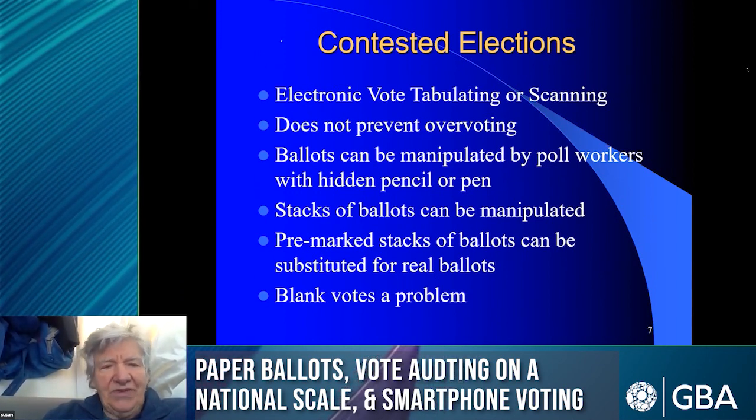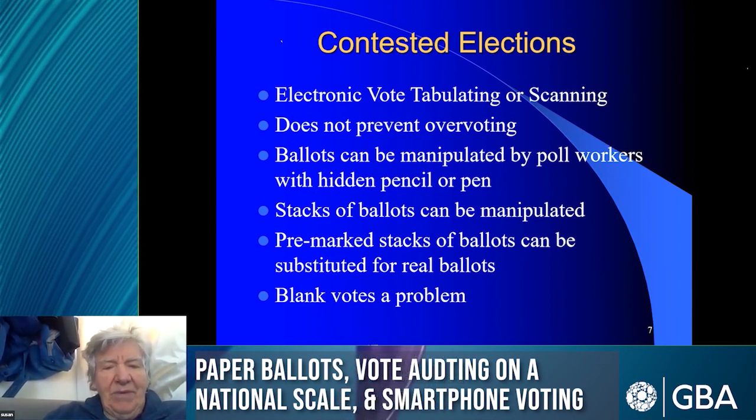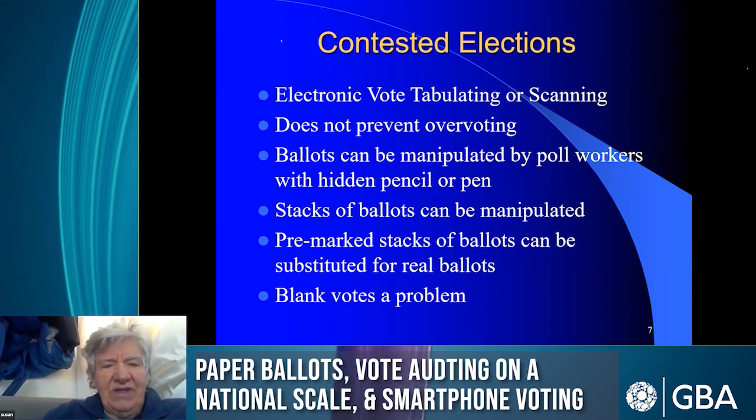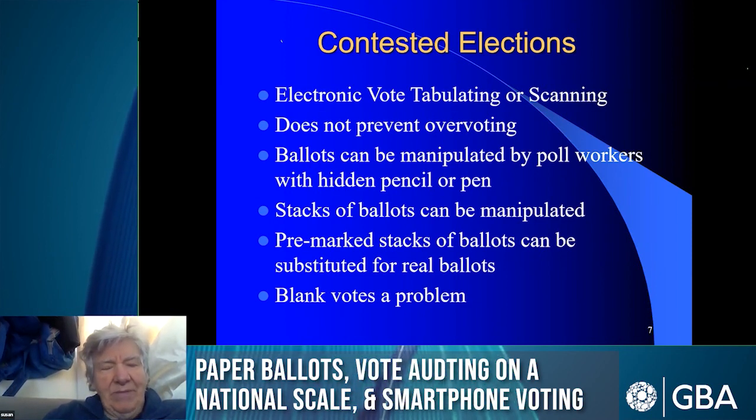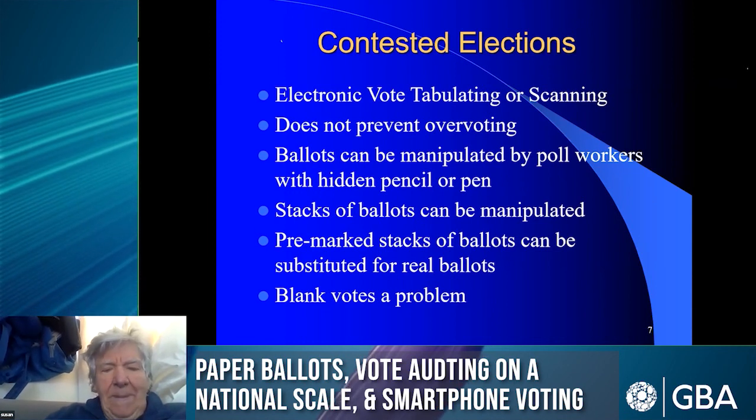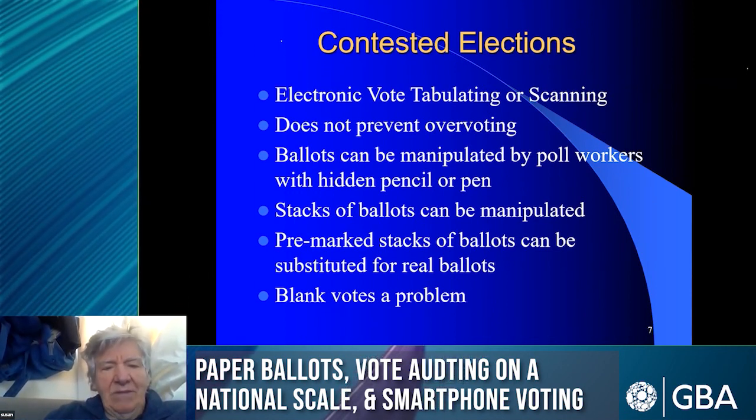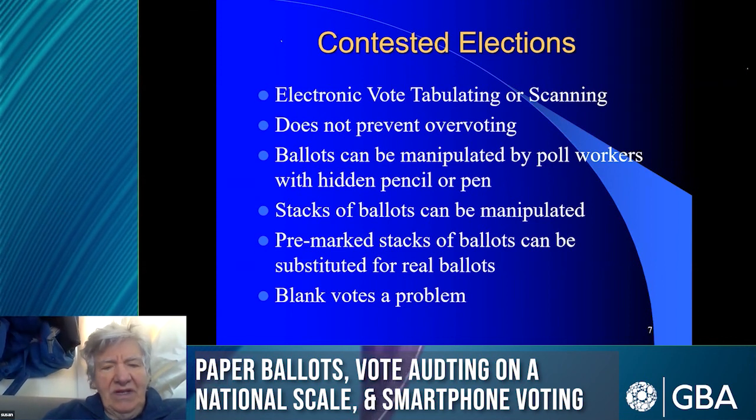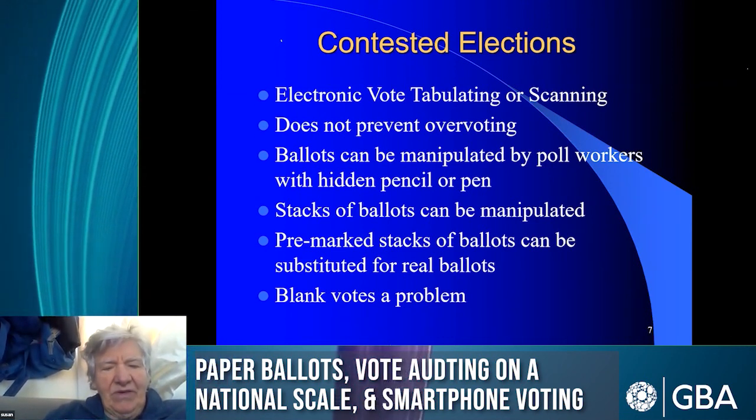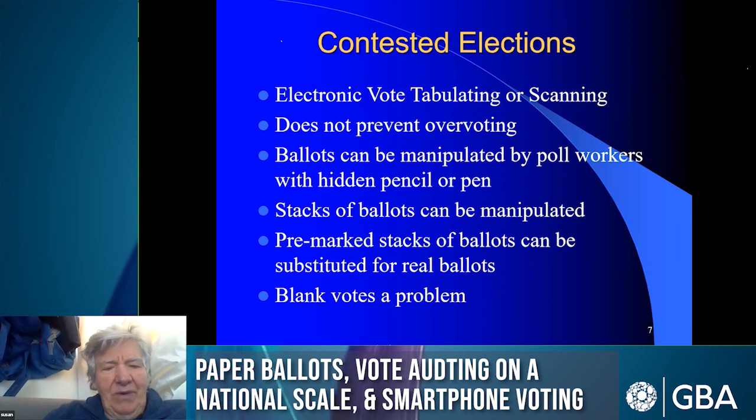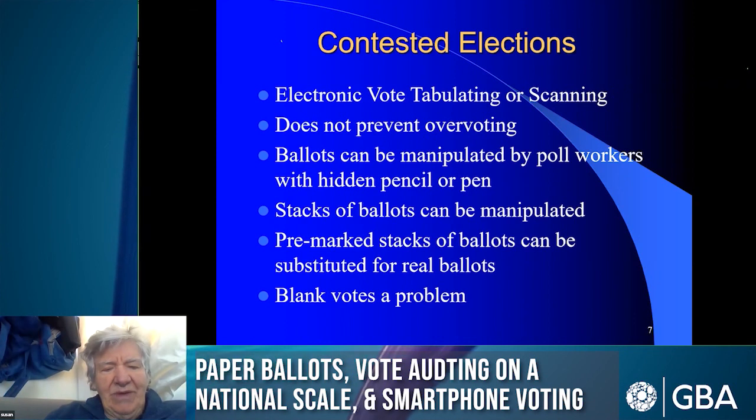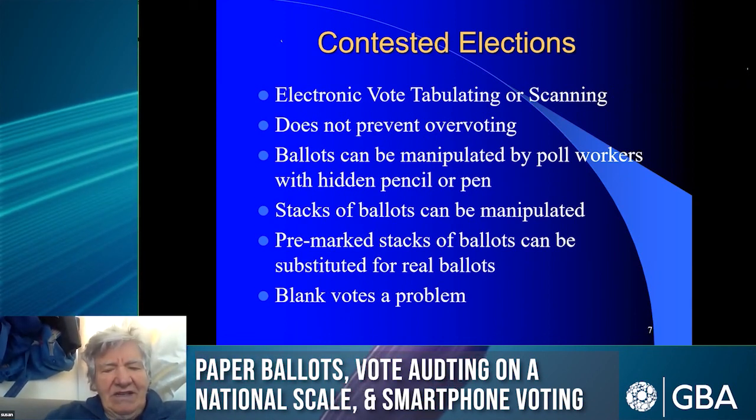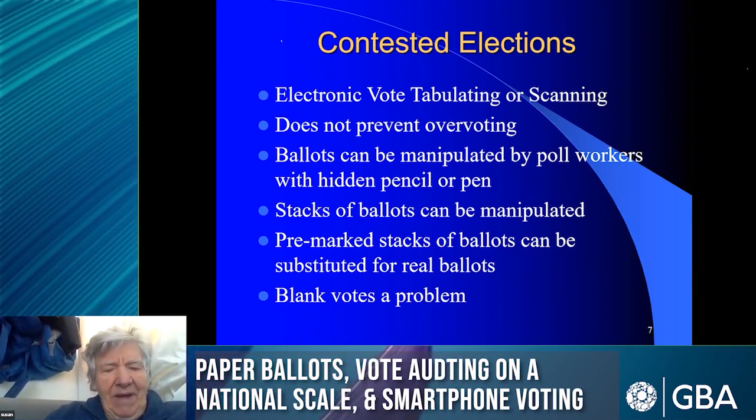You want both systems, and you want people from opposing parties watching every single thing that happens. One of the problems you see on paper ballots and in a lot of the electronic systems is that it doesn't prevent overvoting. I've seen over the years as many as 10% of the votes lost because of the overvotes. Ballots can be manipulated by poll workers. As I said, with a pencil or pen, stacks of ballots can be manipulated. Pre-marked stacks of ballots can be substituted for real ballots.